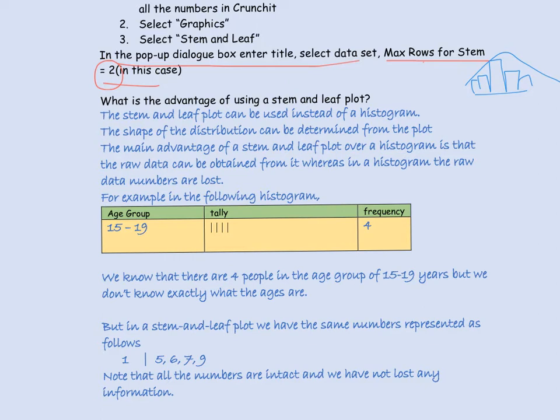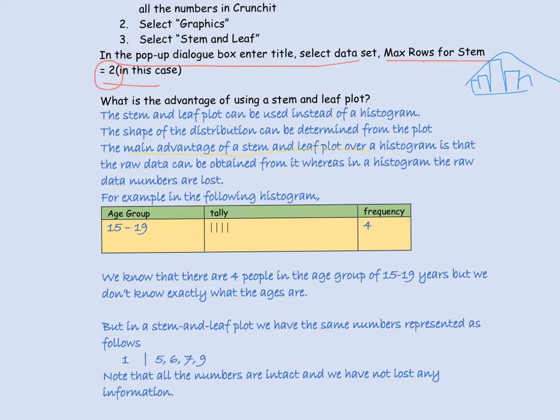So both the graphs can be used in the case of quantitative variables, but the main advantage of a stem and leaf plot is that we do not lose any of the details that we have from the raw data set, as in the case of a histogram where the details are lost.